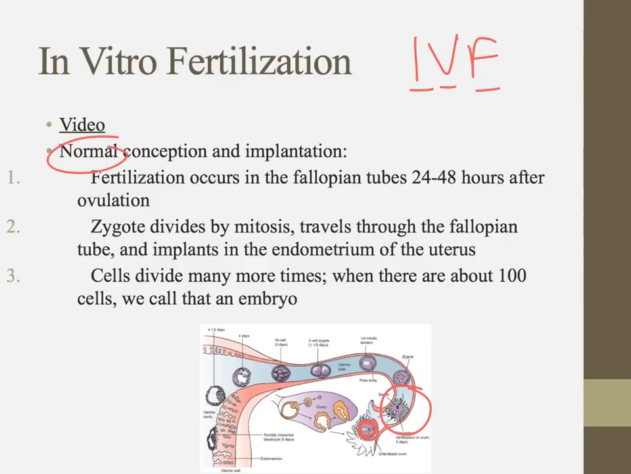This zygote, this fertilized egg, is going to divide many times, and that's all happening in the fallopian tube, okay? So this ball of cells, this embryo, is going to implant in the endometrial lining, and this is where we're going to see the development of the embryo, the placenta, all the things involved with pregnancy.